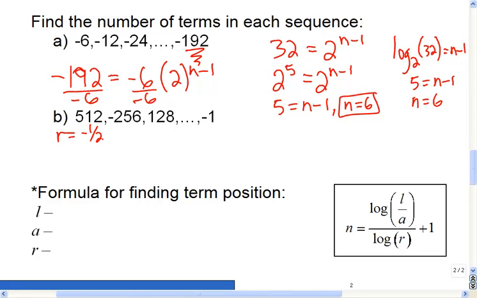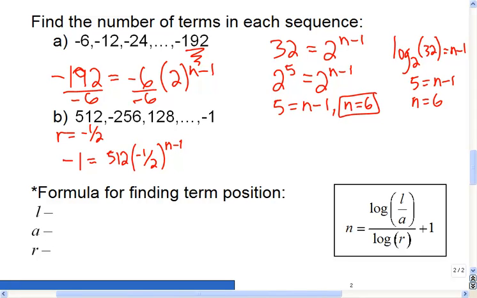So when you set up your little equation, you're going to have negative 1 equals 512, negative 1/2, oops, negative 1/2 to the n minus 1. And everything looks fine so far, but one little problem you might notice is if you're going to solve this equation using logarithms, you have a negative base.